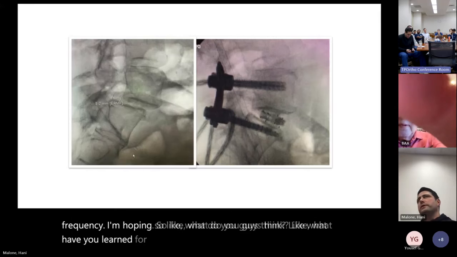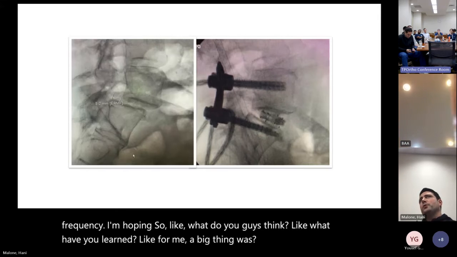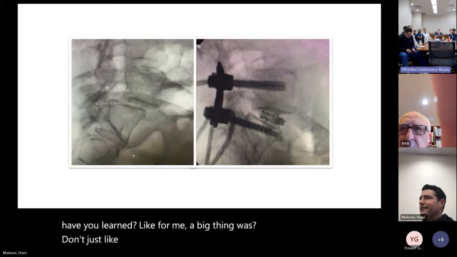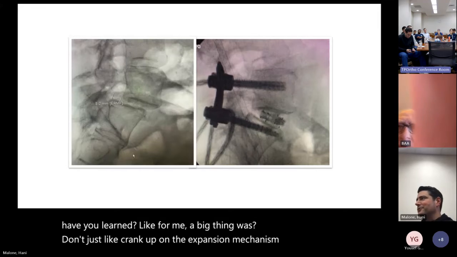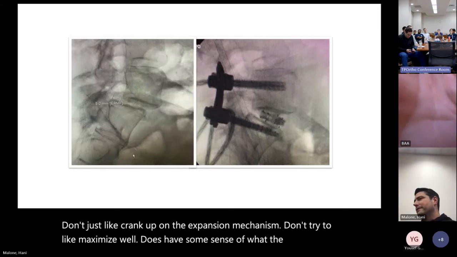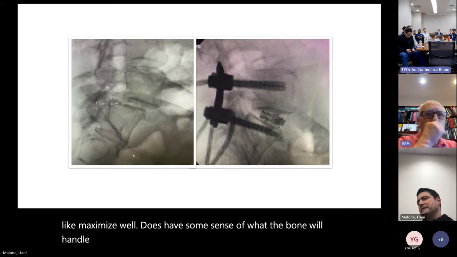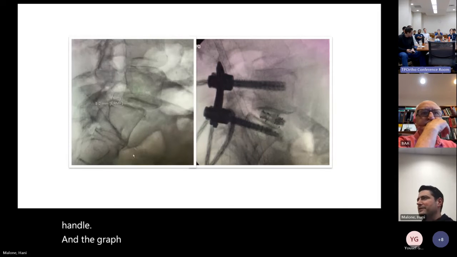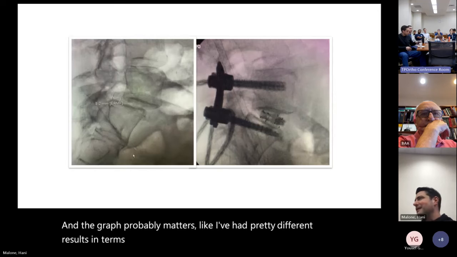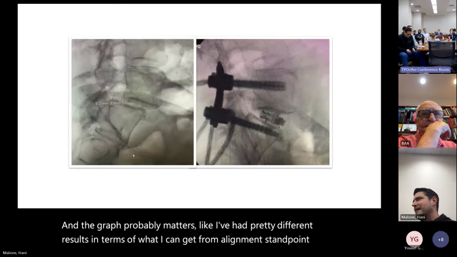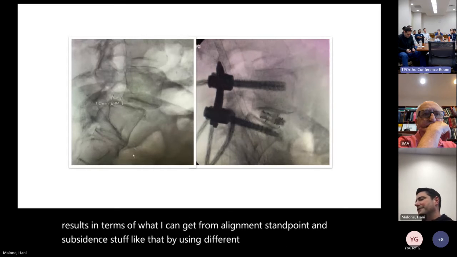For me, a big thing was don't just crank up on the expansion mechanism. Don't try to maximize lordosis. Have some sense of what the bone will handle. And the graft probably matters. I've had pretty different results in terms of what I can get from an alignment standpoint and subsidence and stuff like that by using different grafts.